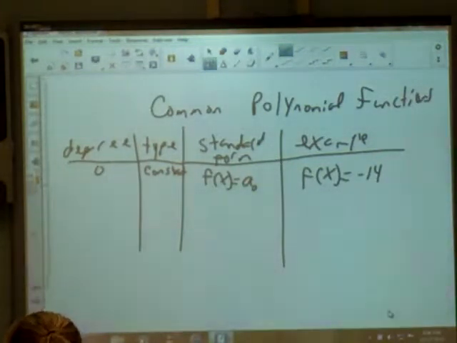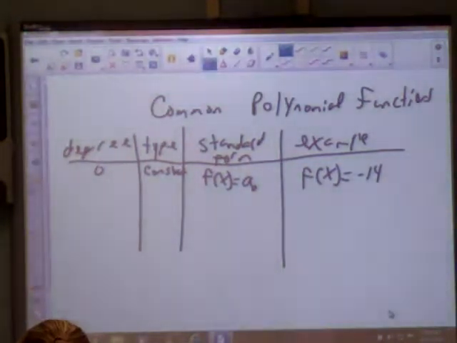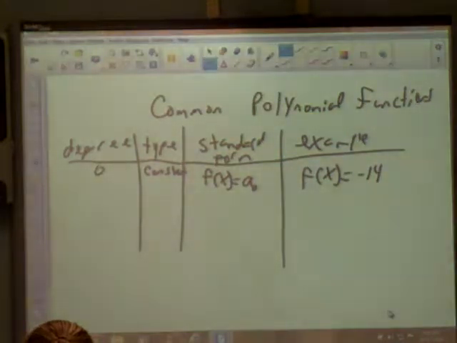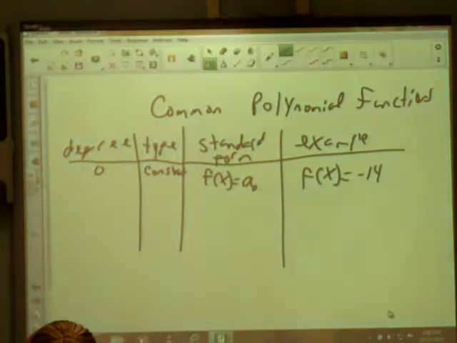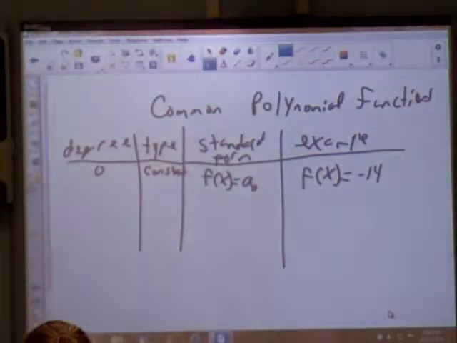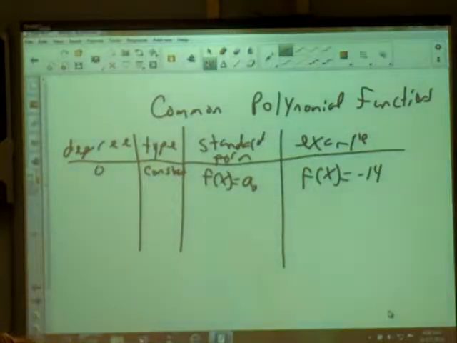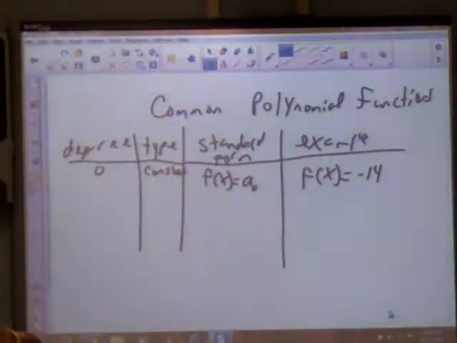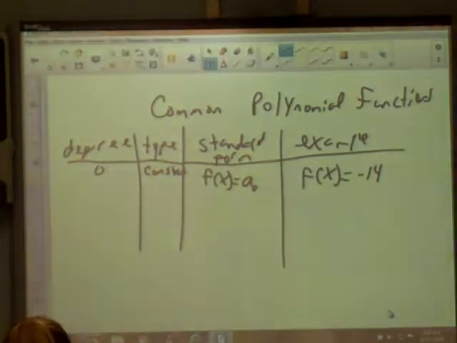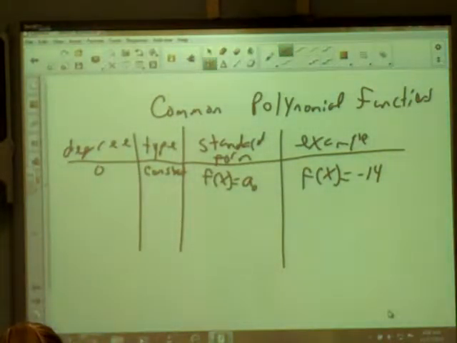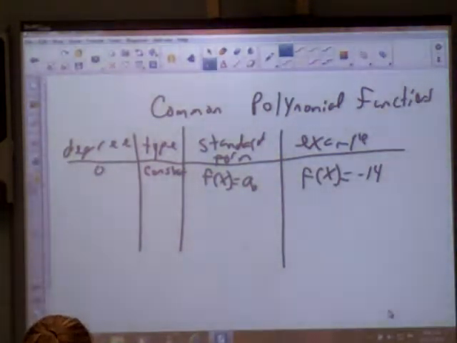what's anything to the 0 power? You had that on the bell ringer last week. It's just 1. So negative 14 times 1 is just negative 14. So that's why anytime you've got a variable to the 0 power, it's the same as just 1, so you're not going to have a variable. If you don't have a variable, it's just a constant. Okay? 0 power thing was on a bell ringer last week. Alright, if we got a degree of 1, the highest power is 1.